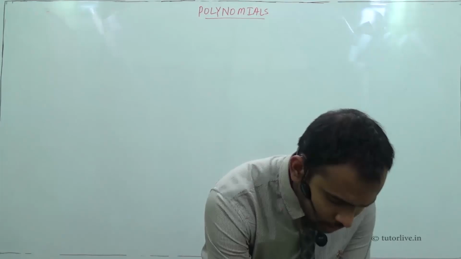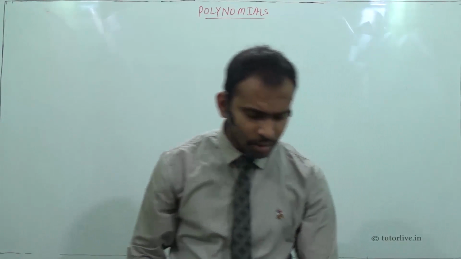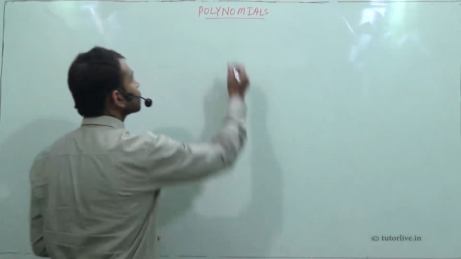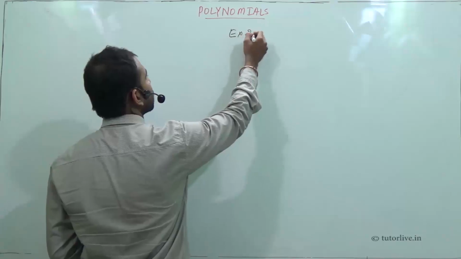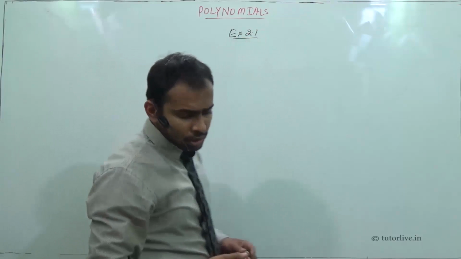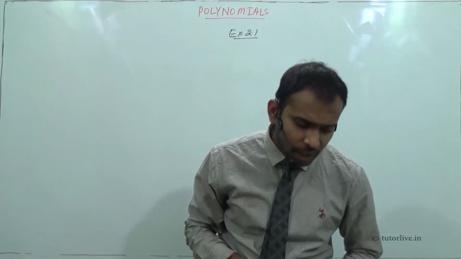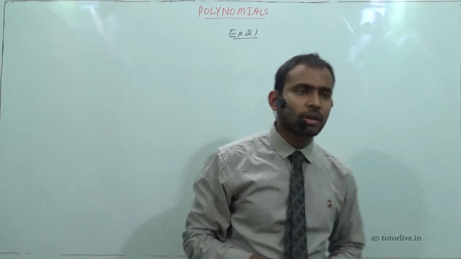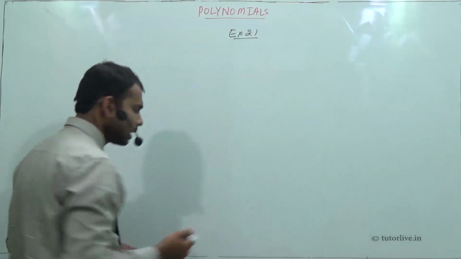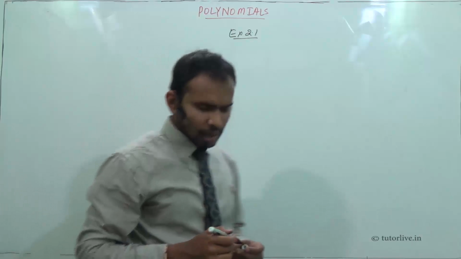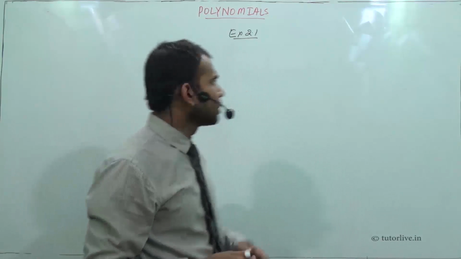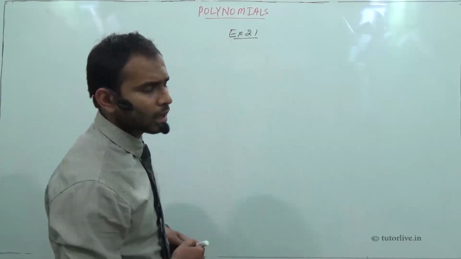So the first question is in exercise number 2.1. I'm writing it here. The very first question is, which of the following are polynomials in one variable and which are not? State reasons for your answer. One thing that you must keep in mind, of course, we'll come to this part again later.